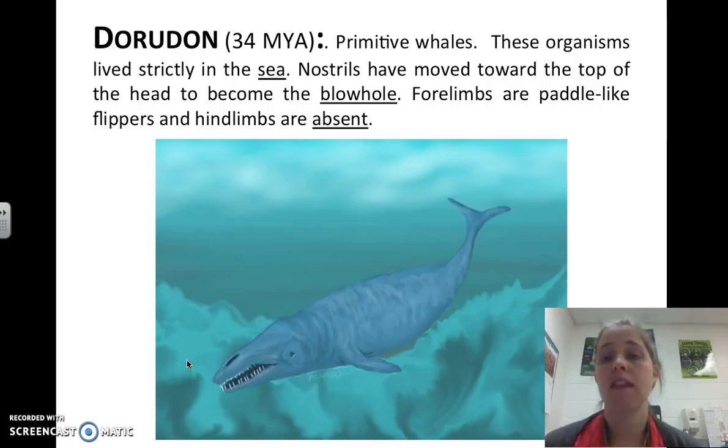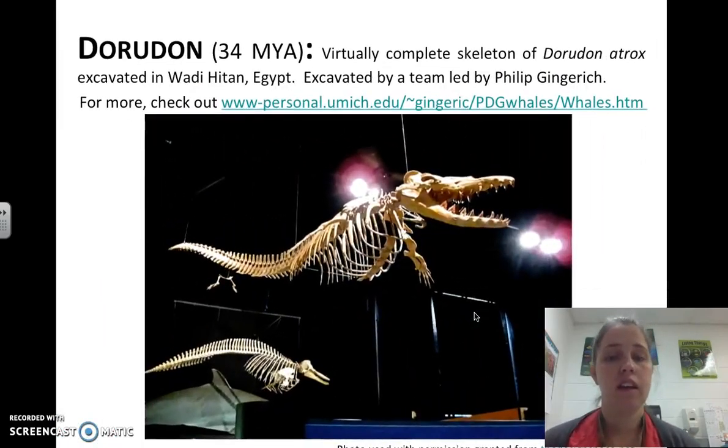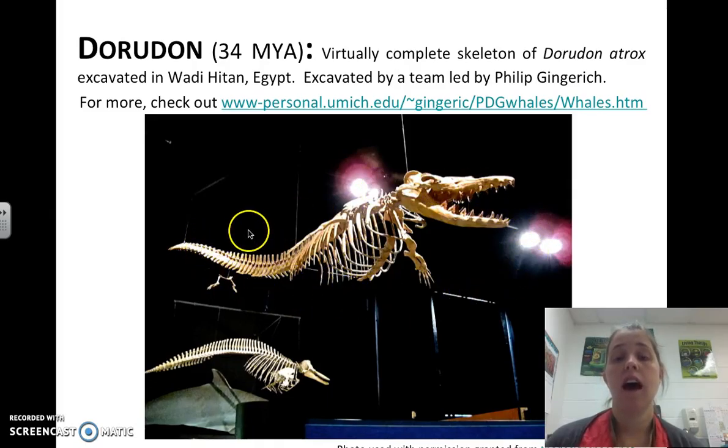Dorodon, okay, this is a primitive whale. These organisms lived strictly in the ocean, so no more land at all. The nostrils have moved to the top of the head to become a blowhole, so now we've started to present the blowhole. Forelimbs are like paddle-like flippers, and hind limbs are now non-existent, so we no longer have them. Here's an actual fossil of a Dorodon, and it starts to look a lot more like a whale. Okay, complete skeleton of the Dorodon. Notice that they do have little hind legs, but you can't see them from the outside.